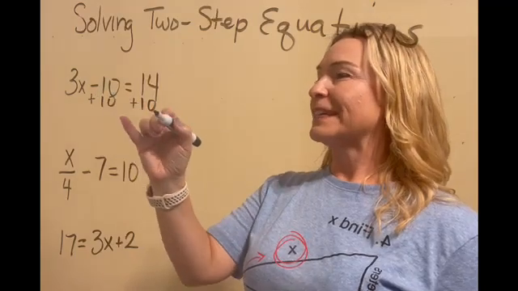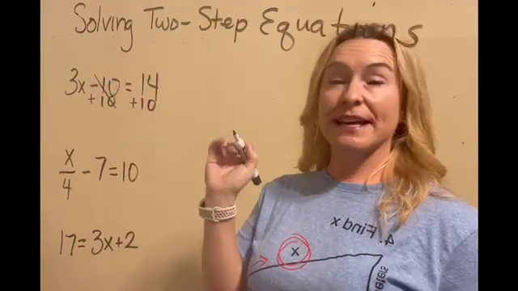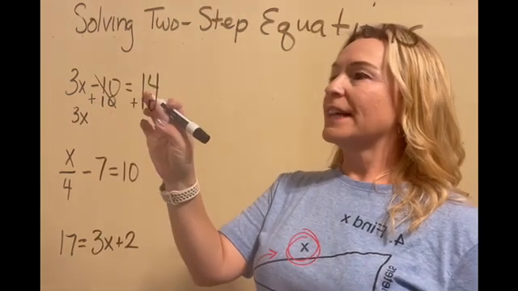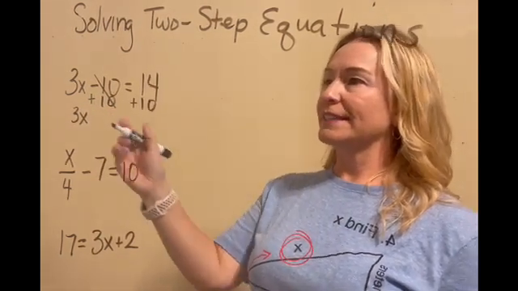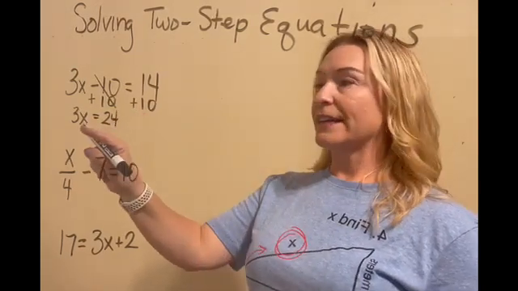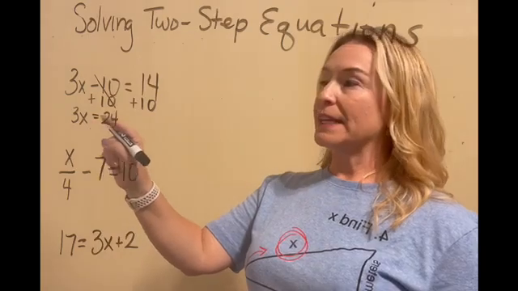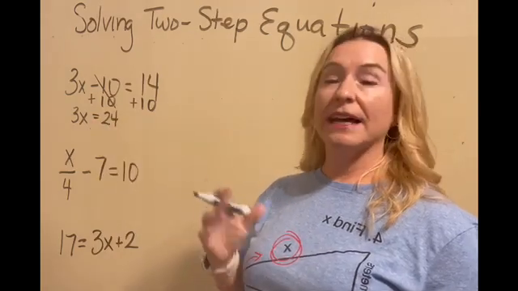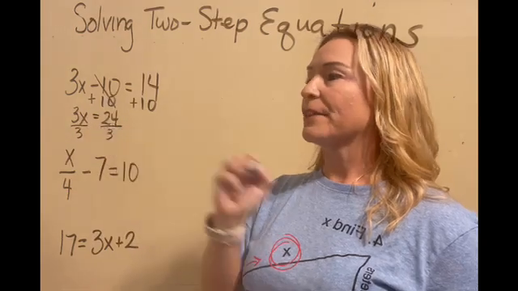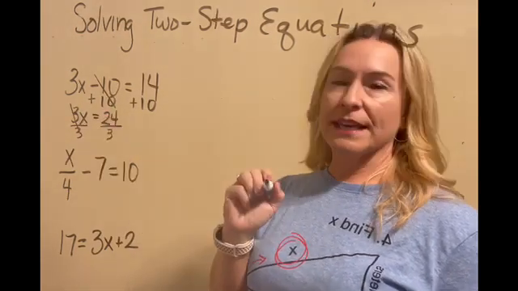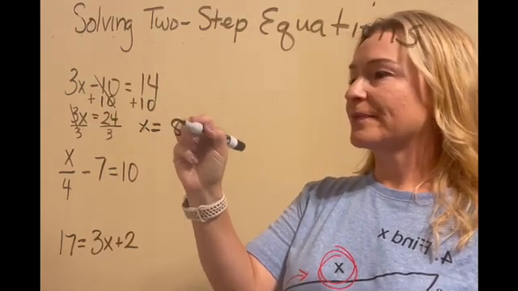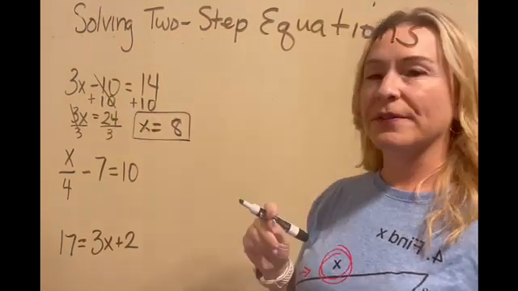All right, so from here, I'm going to simplify. These guys should cancel out to 0. 3x is left over, and 14 plus 10 is 24. And last but not least, I see that I have a multiplication, 3x, so 3 times x. I'm going to undo that with division. So I'm going to divide both sides by 3. The 3's cancel to a 1, so x is equal to 8. So that is as far as we'll go on this one.